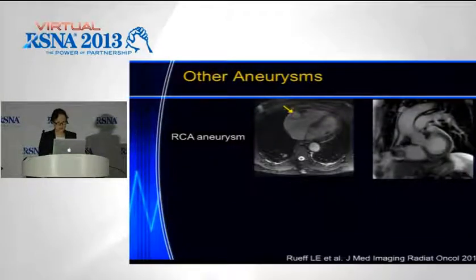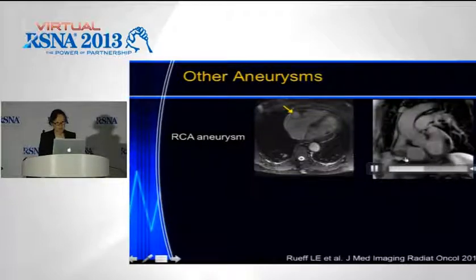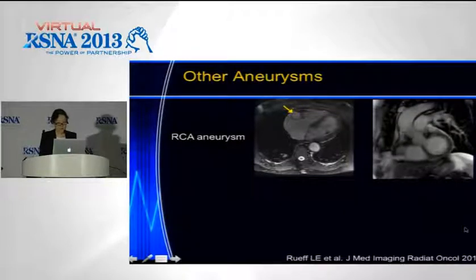So other vascular lesions that we can come across that can certainly mimic a neoplasm: coronary artery aneurysm. So this is an example of a right coronary artery aneurysm in the atrioventricular groove. On the coronal oblique cine images, we can see the same appearance, this aneurysm here, in line with the proximal and mid right coronary artery.